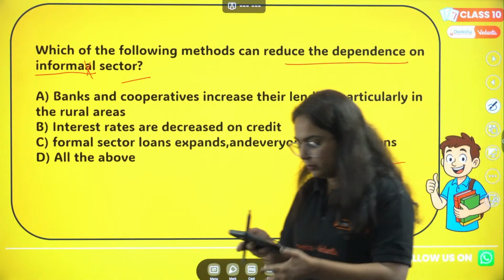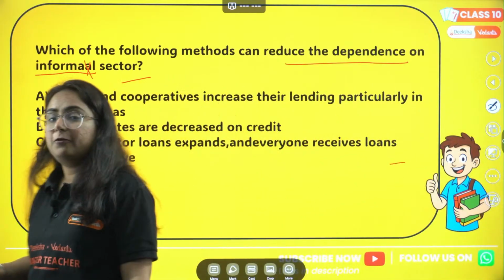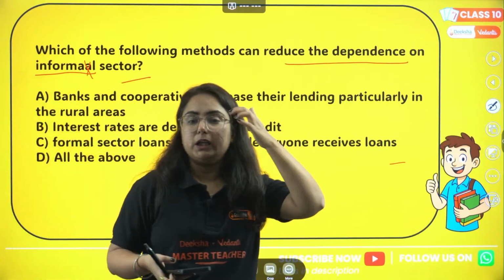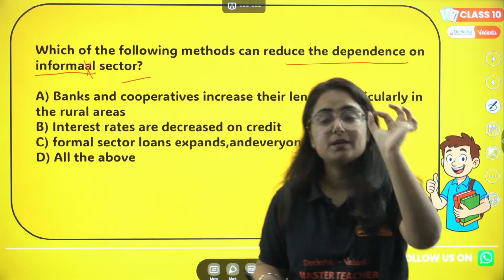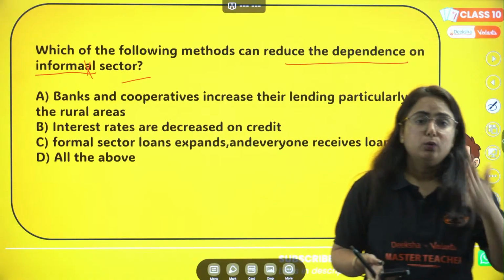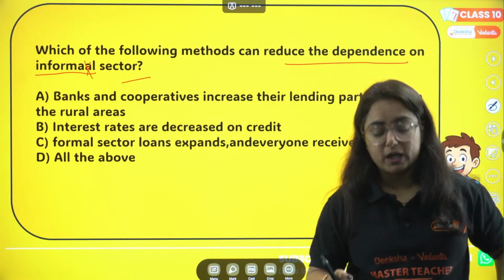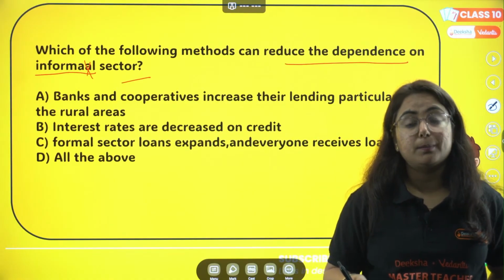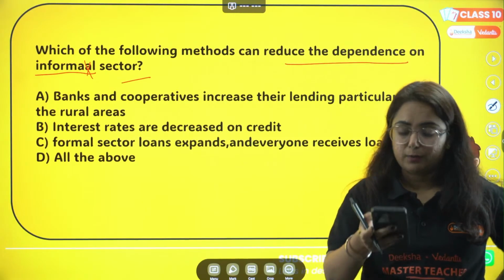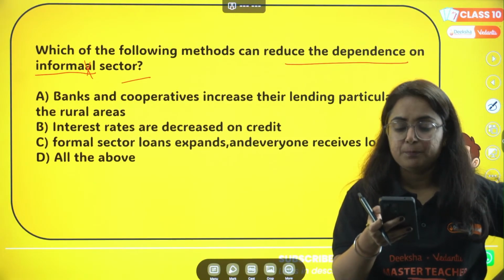So we know that in rural areas, the majority of people, like there was a pie chart given in your book with the exact percentage, among the less educated people in rural areas, the people are dependent upon the informal sector for their loans.